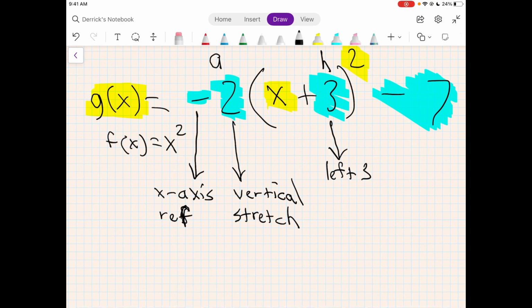Finally, this negative 7 is in the k value spot because it is being added or subtracted, but it is outside the parentheses. And so signs actually make sense for that. If we're deciding between up and down movement, down is the negative direction, and so since this is a negative 7, it means we will shift down 7. That's how you can use these rules to find transformations without even having to graph.